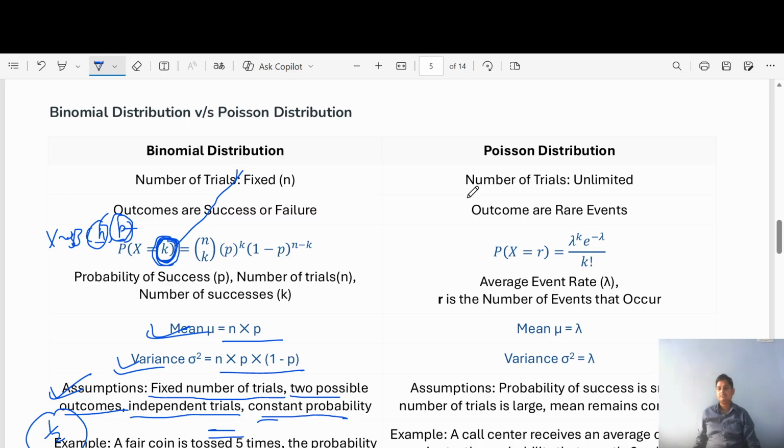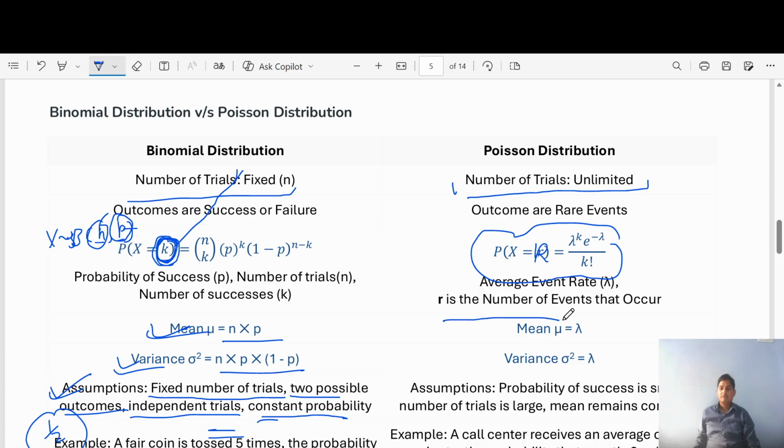What is the Poisson? The number of trials in the binomial distribution is fixed, n, but the number of trials in a Poisson distribution is not fixed. It is unlimited. The formula of P(X = k) is e to the power minus lambda, lambda to the power k upon k factorial. So this is the formula.